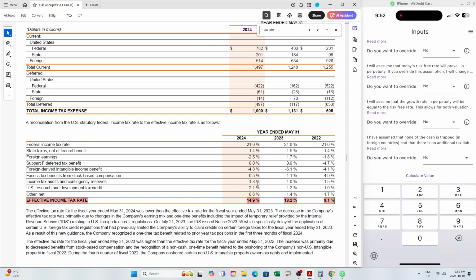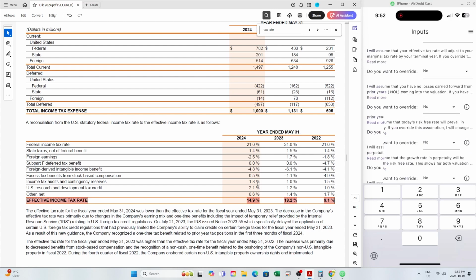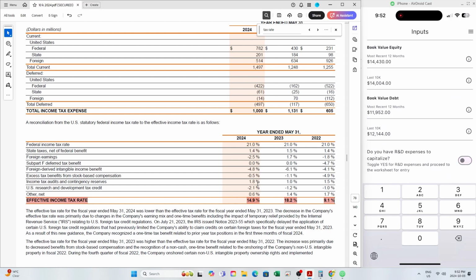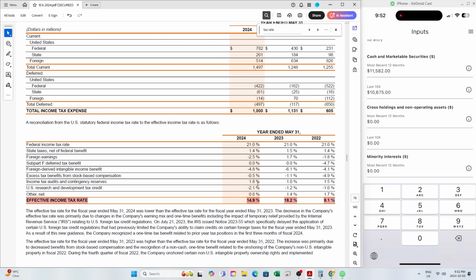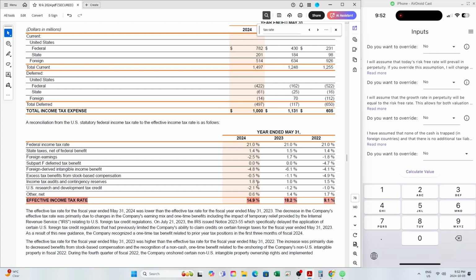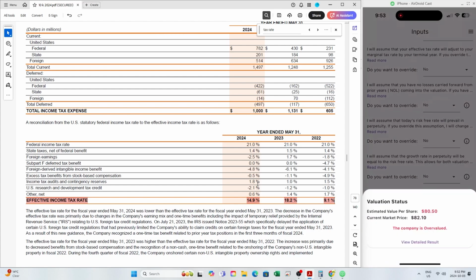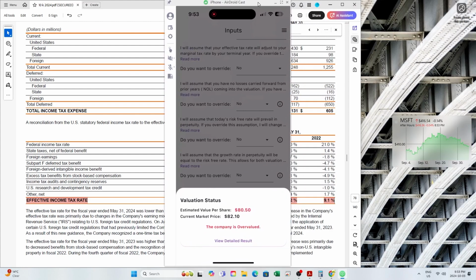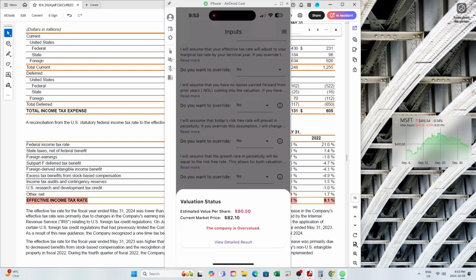I'm not changing anything here, and now we can cross-check our values in case we missed anything. Everything looks good here, and now we can compute the values. We can see the estimated value per share is $80.50, and its current market price is $82, so it's almost trading at its fair value. Little expensive, but very close to its fair value.